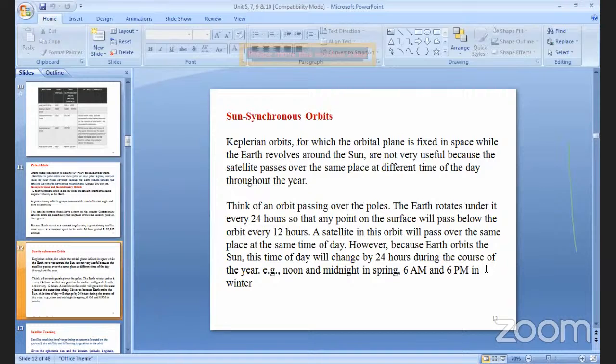Next one is the sun synchronous orbit. The sun synchronous orbit is a special case, where the satellite travels from the north pole to the southern pole, and again it turns towards the east. In a sun synchronous orbit, the satellite passes over the same part of the Earth at roughly the same local time in a day. Suppose when we think of an orbit passing over the poles, the Earth rotates under it every 24 hours, so any point of the surface will pass below the orbit every 12 hours.